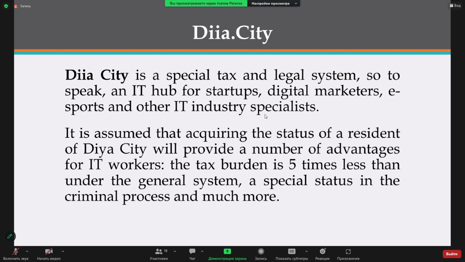It's assumed that acquiring the status of a resident of DSCT will provide a number of advantages for IT workers. Some of them: the tax burden is 5 times less than under the general system, a special status in the criminal process, and much more. It's what we are waiting for from DSCT.